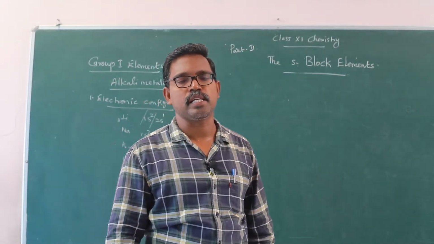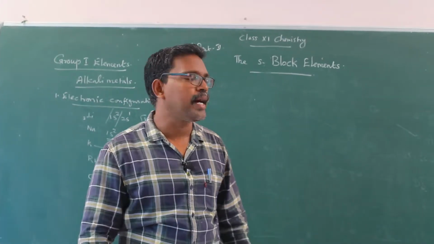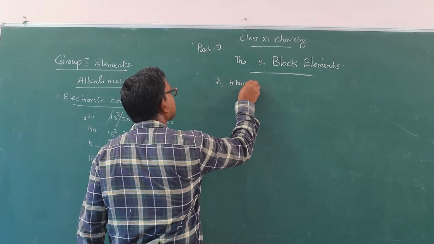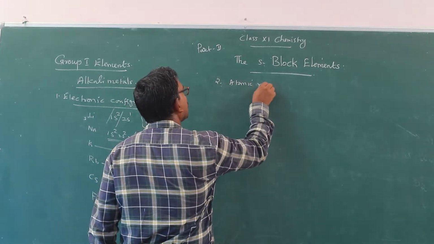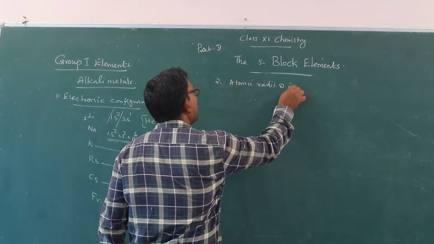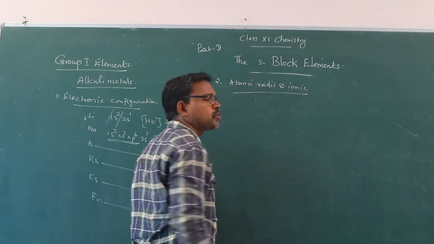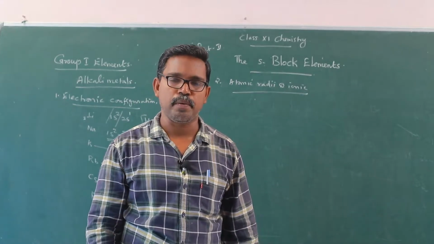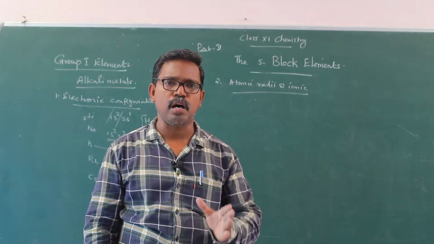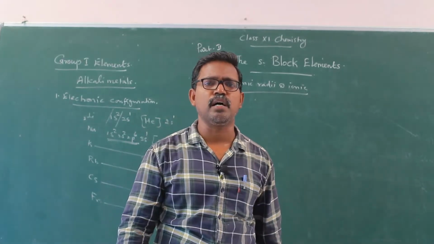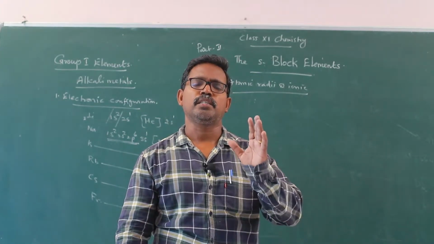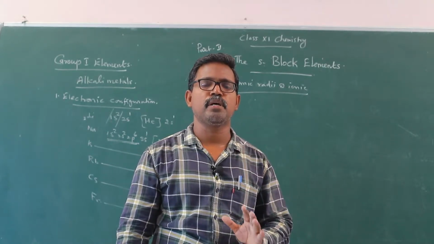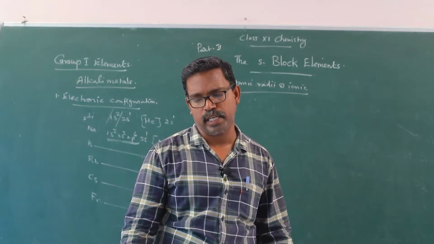The second one is atomic and ionic radii. What is atomic radius? The distance between the center of the nucleus and the outermost orbit of an atom is called the atomic radius, and the distance between the center of the nucleus and the outermost orbit of the ion is called the ionic radius.